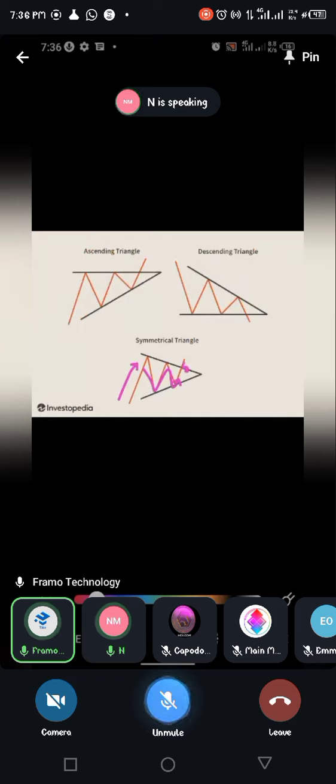entry here. Then you bring your stop loss here. Then you measure the wide gap, always remember the wide gap. Then you bring it to serve as your take profit 1. Should in case it breaks downward, then the opposite happens. You bring your entry here. Then you put your SL here.